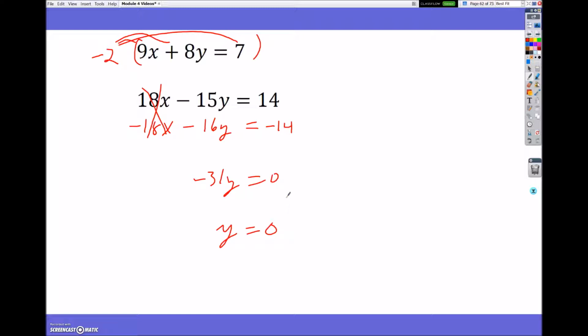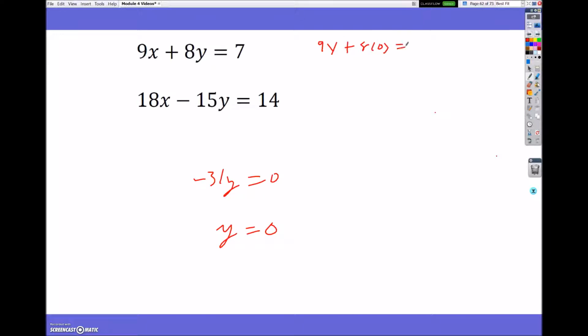Now, some of us might think that's a little weird to have y equals 0. That's okay. That's no problem. So now what we're going to do is solve for x. We're going to do that by first plugging in y into one of these equations. So let's go and plug it in the top. I'm going to have 9x plus 8 times 0 equals 7. This will give me 9x is equal to 7. And I'm going to divide both sides by 9 to get x equals 7 over 9. Now, even though it's a weird fraction, that's no problem. So we have (7/9, 0).